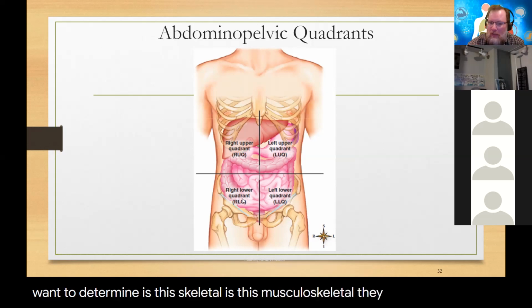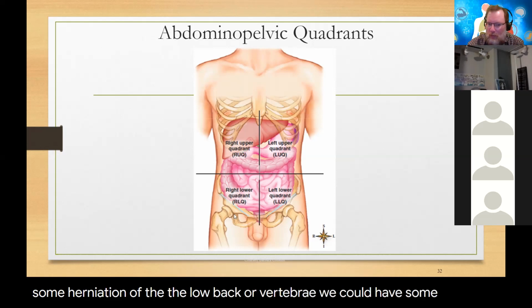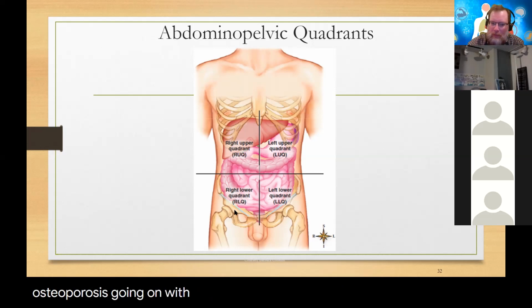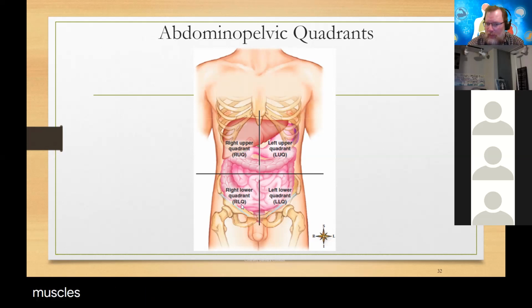musculoskeletal? Notice there's a lot of bone around here too. We could have some herniation of the low back or vertebrae. We could have some osteoporosis going on with the head and neck of the femur. We have any number of issues. We could have, like I say, a hernia. We could simply just have some pulled muscles, pulled abdominal muscles.